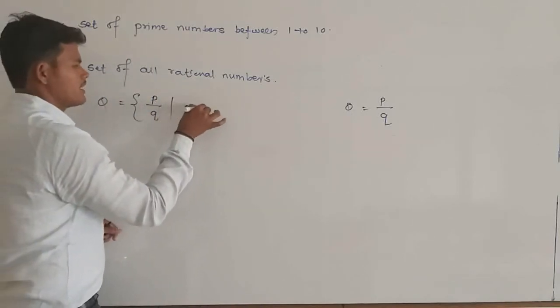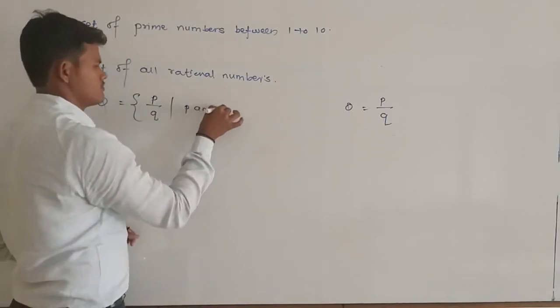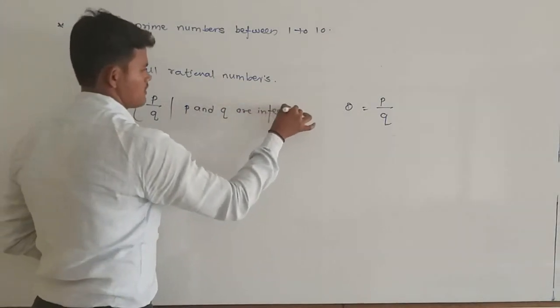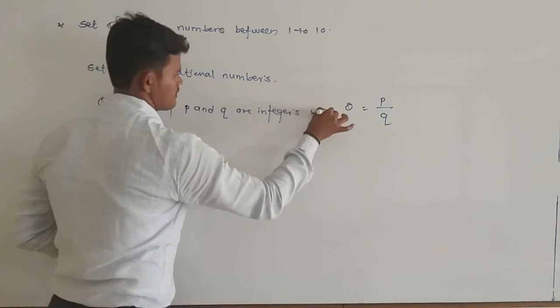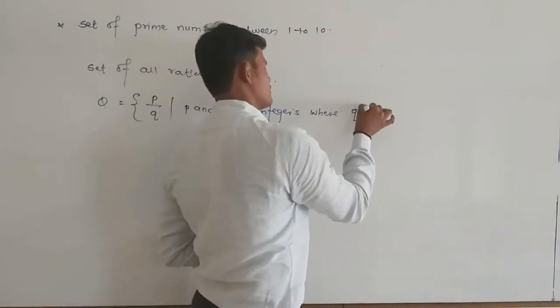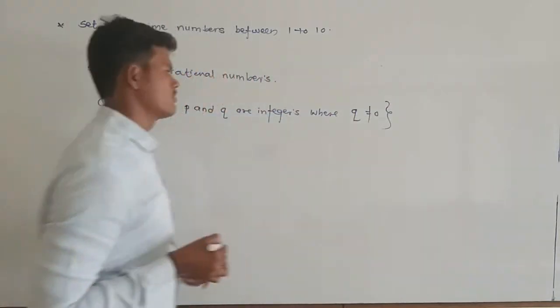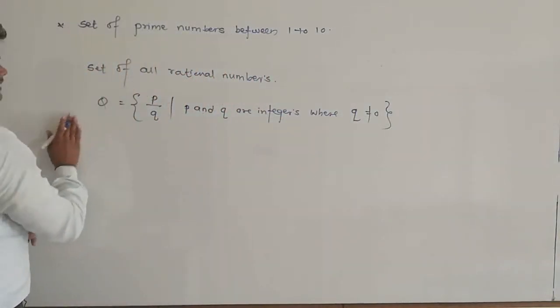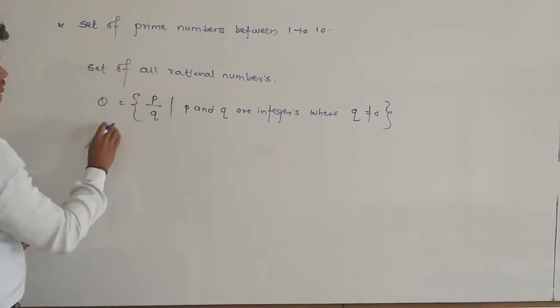So P and Q are integers, where most importantly for the rational number, Q is not equal to 0. This is how we are writing a set of rational numbers by using the rule method.